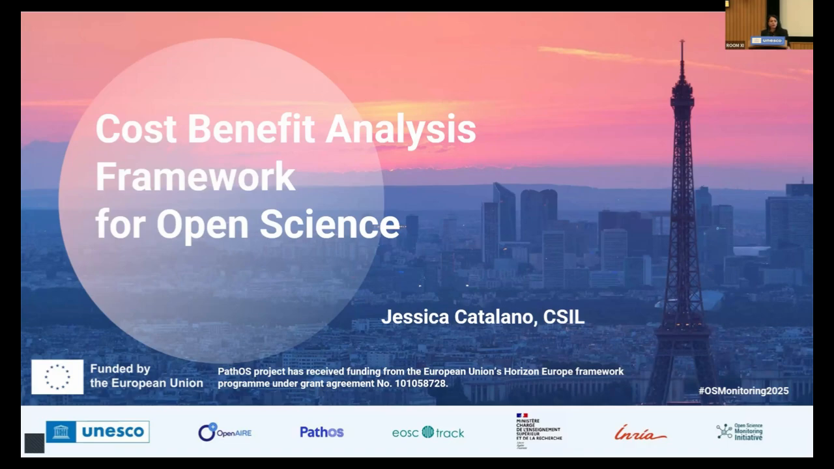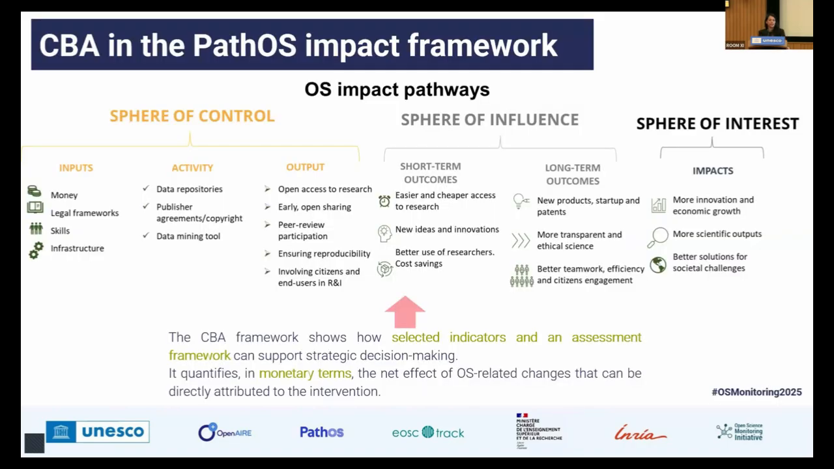With the PathOS project, we have tried to understand and describe the impact pathways of open science. Basically, how resources invested in open science translate into activities, outputs, outcomes, and then impact. And Vincent before provided you an overview of the handbook that we have developed in order to provide a set of indicators to measure impact on economy, academia, and society.